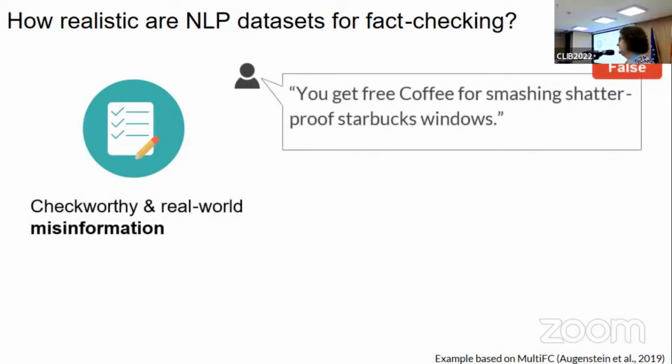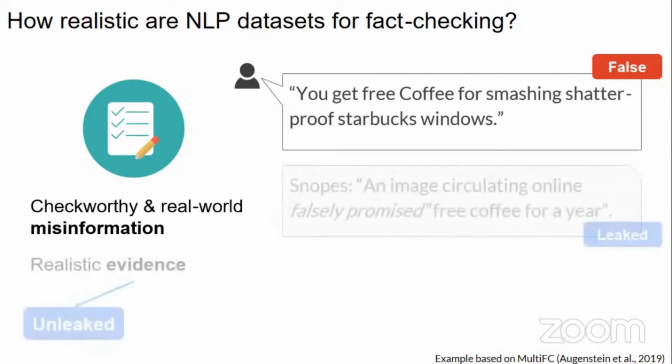So first, for a good data set, it's important that we have check-worthy and realistic claims in this data set. So I already made this comparison with the FEVER being the major data set in the field. And looking at the example, you get free coffee for smashing shatterproof Starbucks windows. So this is not the case of a check-worthy claim, though we could check it, but it's not so important to prioritize it. Because it's not prototypical of the real life misinformation, and we want those prototypical cases actually to be in our data sets and models to learn from this.